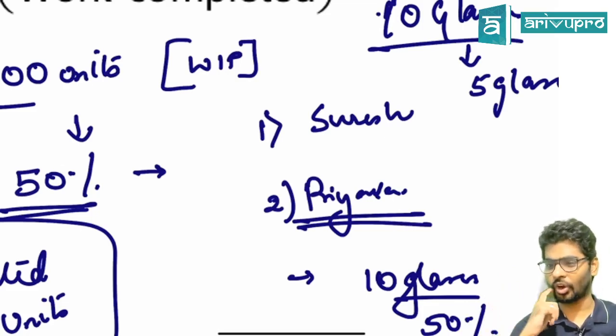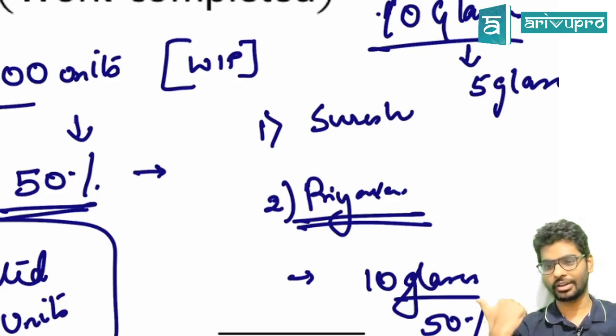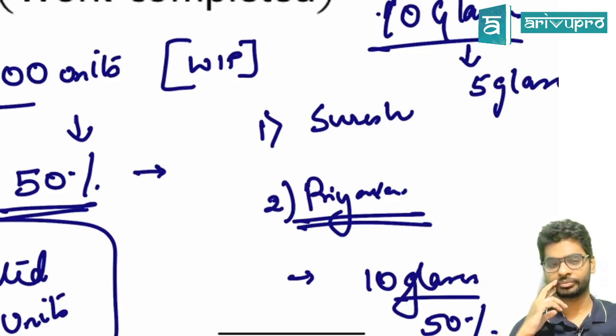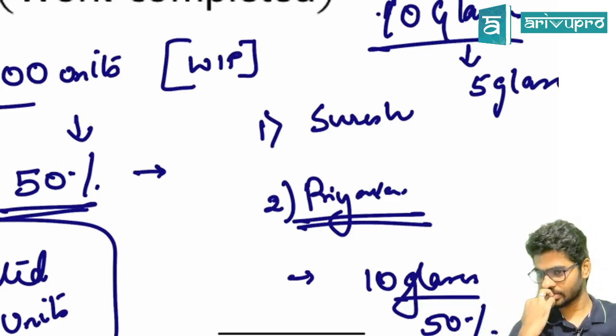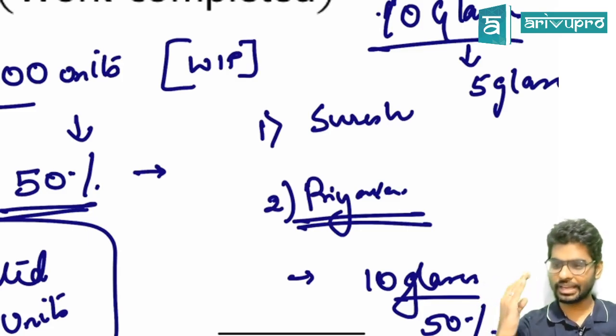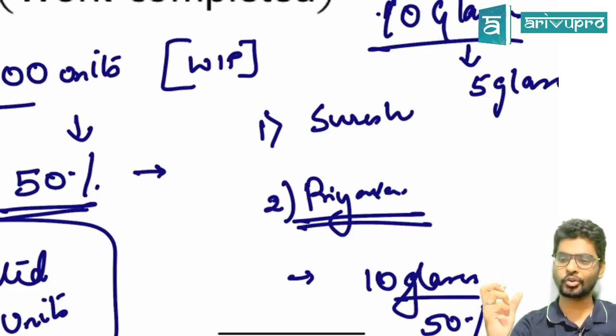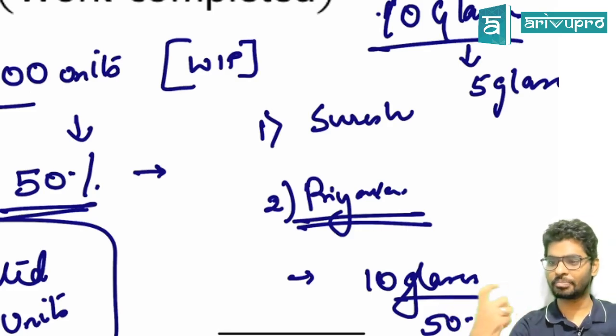In terms of the quantity, who's the winner? Is it Suresh? Is it Priyanka? Or is it a tie? It's a tie. So can I say Priyanka's 10 glasses of water, 50% completion is equal to 5 glasses of completed water?